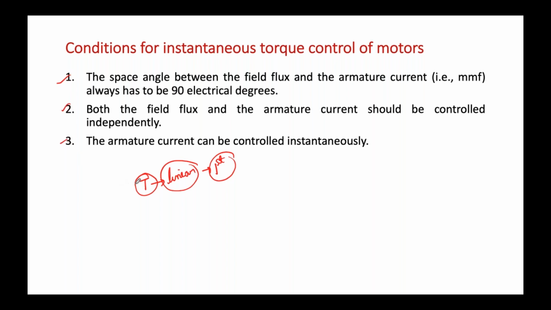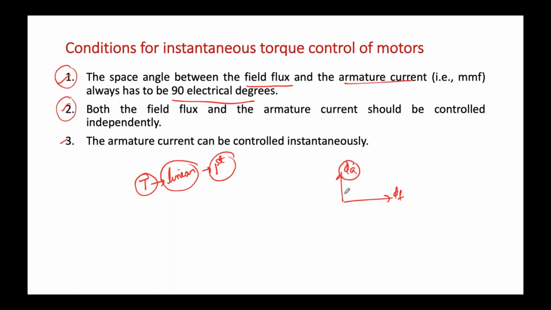So in order to get the torque expression in linear mode with respect to the controller, you need to take care of these points. The first point is you need to take care of the space displacement angle between field flux and armature current. Armature MMF and field MMF, space displacement angle should be 90 degrees electrical. Do not forget about mechanical; electrically, the space displacement angle should be 90 degrees. The space displacement between the field flux and armature flux is 90 degrees.